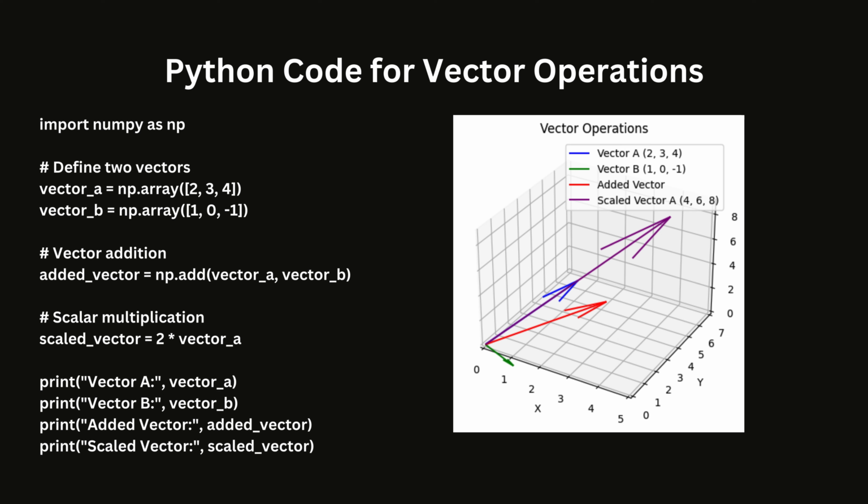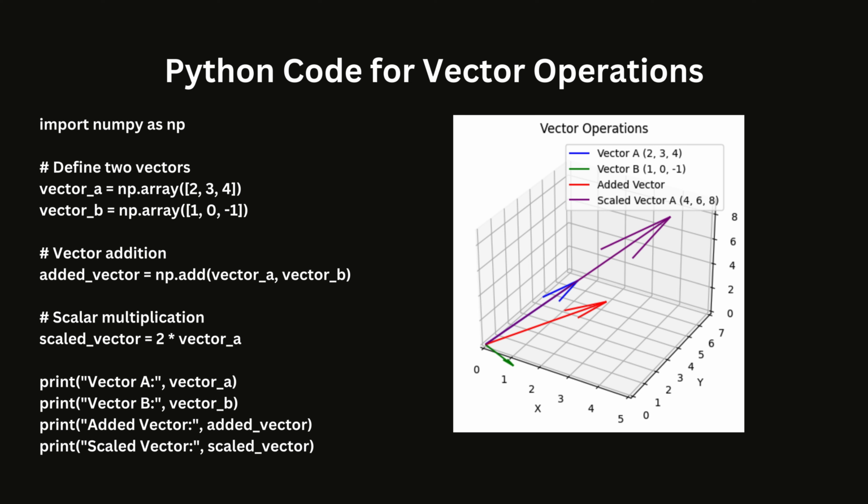To add these two vectors, we use the NumPy function np.add. Adding vector_a and vector_b element-wise gives us a new vector where each element is the sum of the corresponding elements in vector_a and vector_b. The result is added_vector, which would graphically be the diagonal of the parallelogram formed by vector_a and vector_b. Next, we perform scalar multiplication.